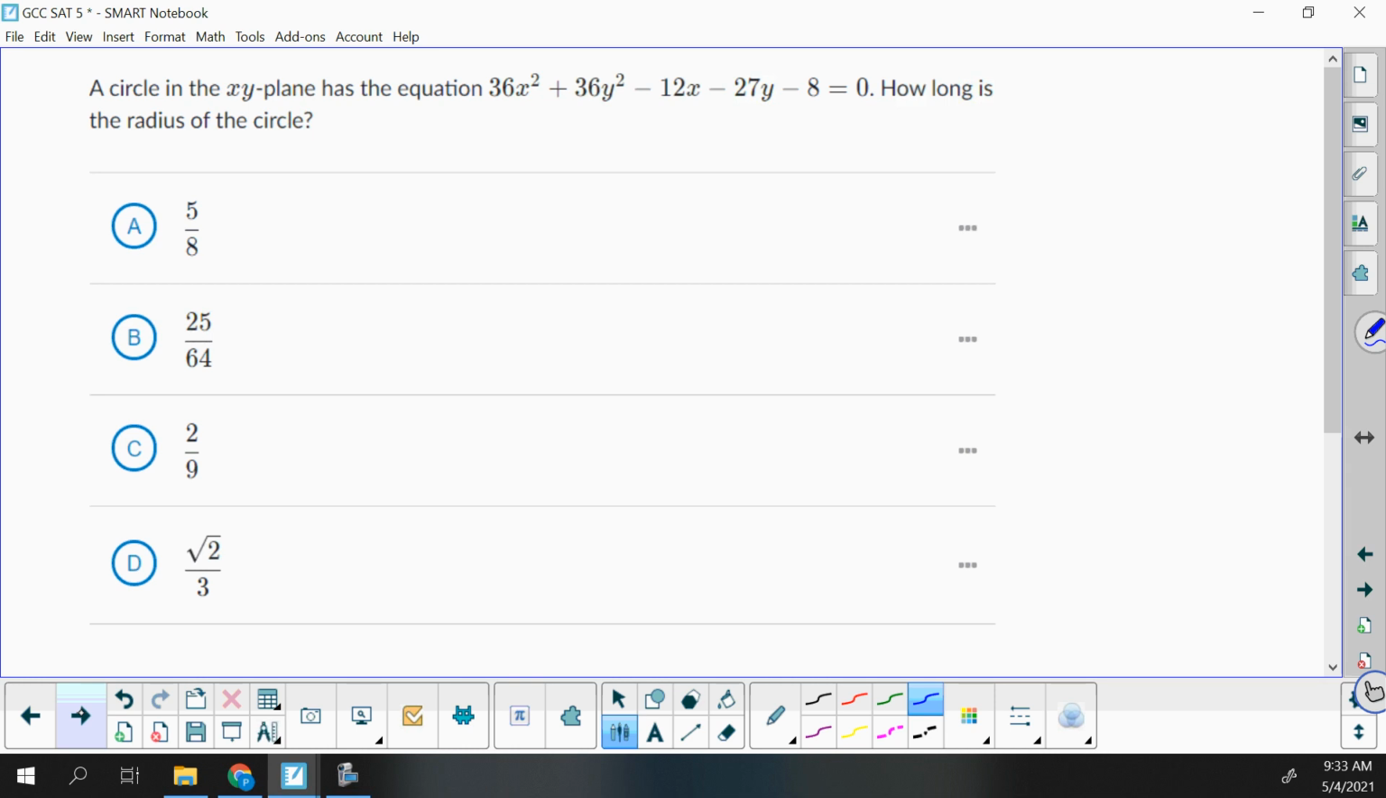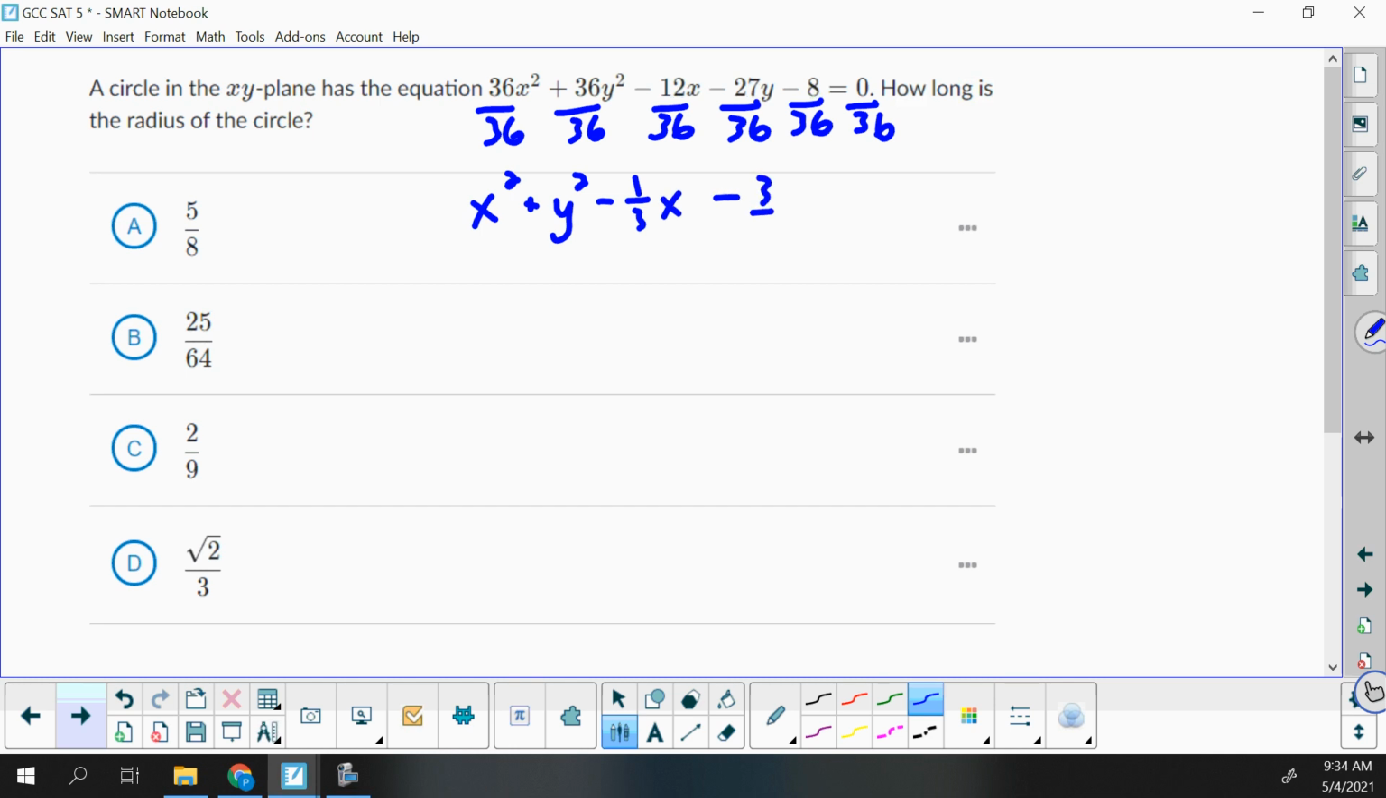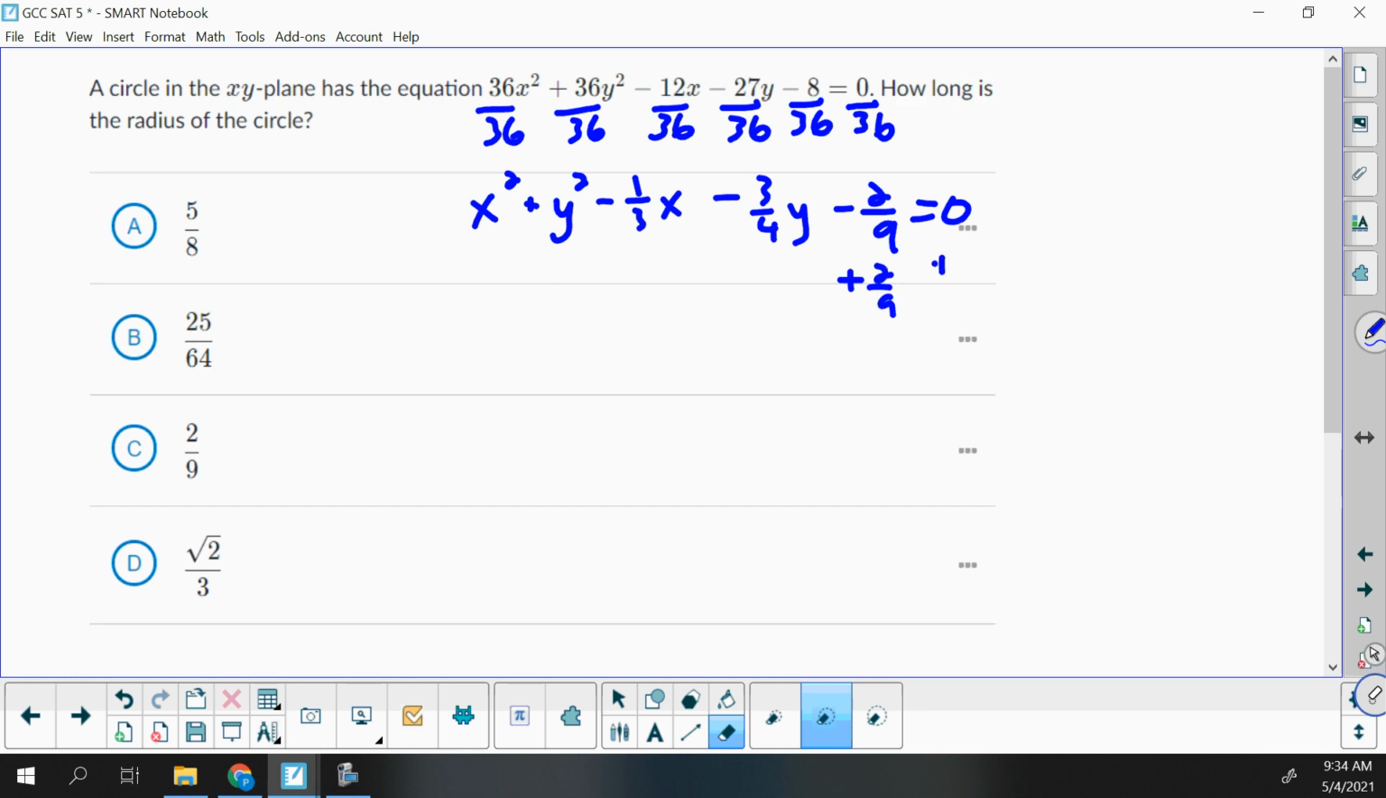So to start out, we need to get a 1 in front of our squared terms. So we're going to divide everything by 36. So this will give us x squared plus y squared minus 1/3 x minus 3/4 y minus 2/9 equals 0. Okay, and you can just divide those all right on the calculator. So we want to add the 2/9 over to the other side. So we'll have equals 2/9 over here.